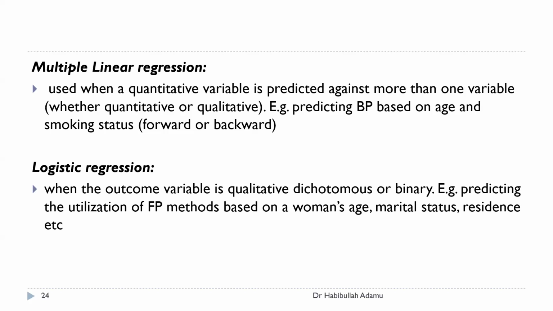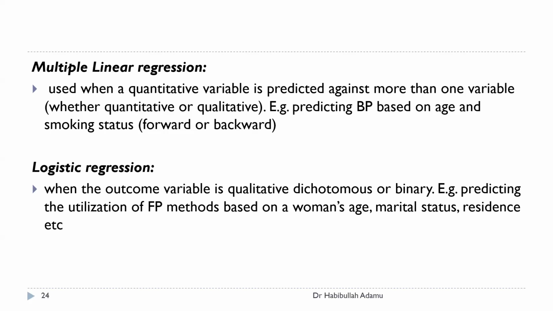Logistic regression. This is used when we are predicting a qualitative variable. For logistic regression also, there are two considerations. If what you are predicting has only two categories, that means it is dichotomous. Remember when we talked about types of variable, we also described what a dichotomous variable is. We say it's a variable that has only two categories. So if what you are predicting has only two categories, you use what?